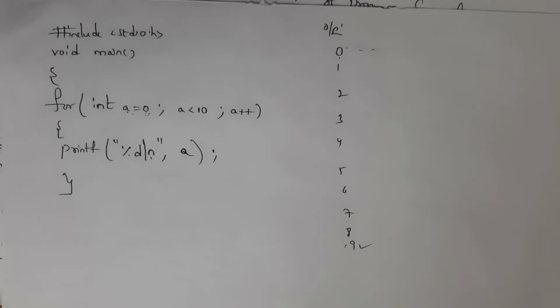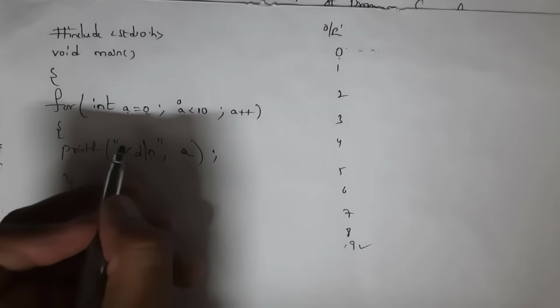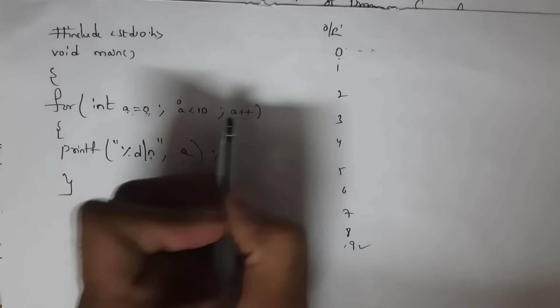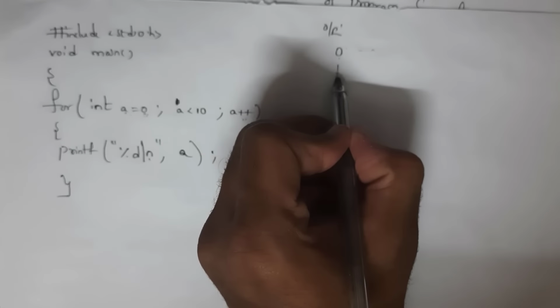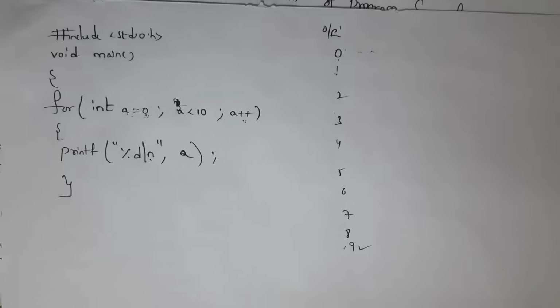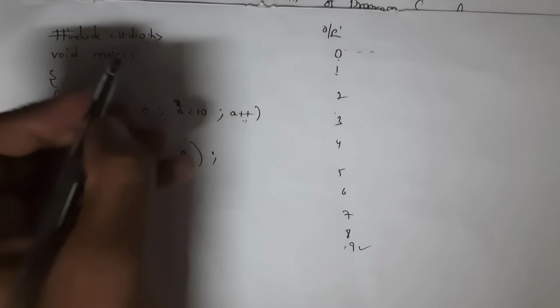Whenever you execute this program, at first it will take value 0. 0 is less than 10. So it will print value 0 and it will increment the value. After incrementing 0, I will get 1. 1 is less than 10. Condition is satisfied. So it will print 1 on the next line and again it will increment the value to 2. 2 is less than 10. Condition is satisfied. It will print 2 and again increment the value. So now I will get 3. 3 is less than 10. So it will print 3 and again it will print 4, 5, 6, 7, 8.